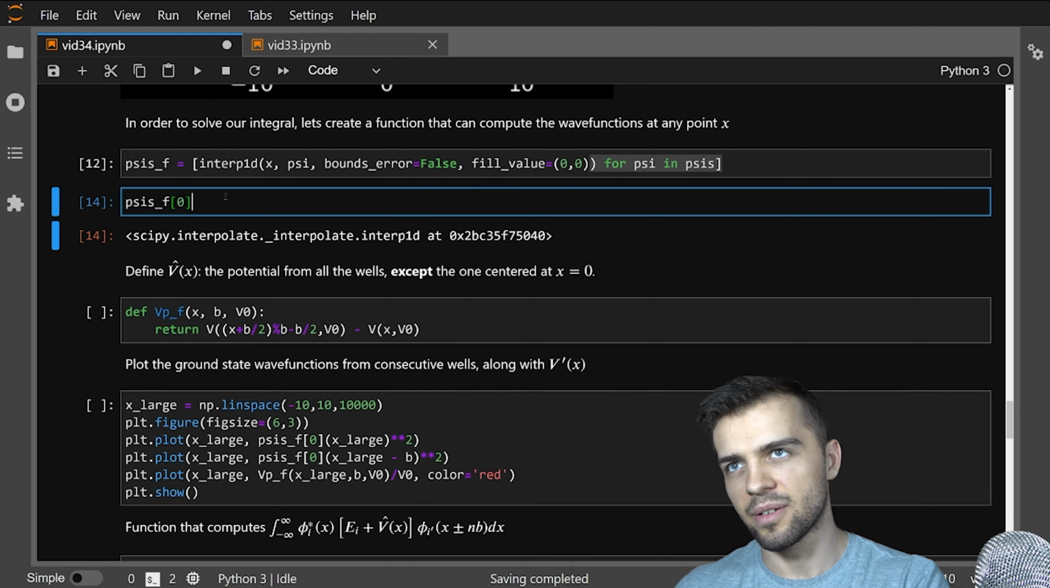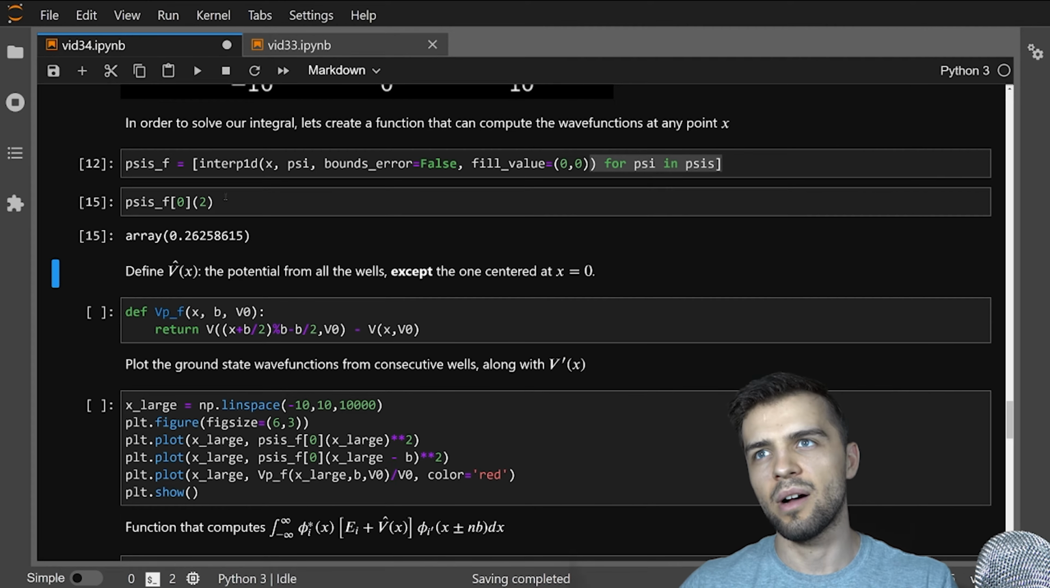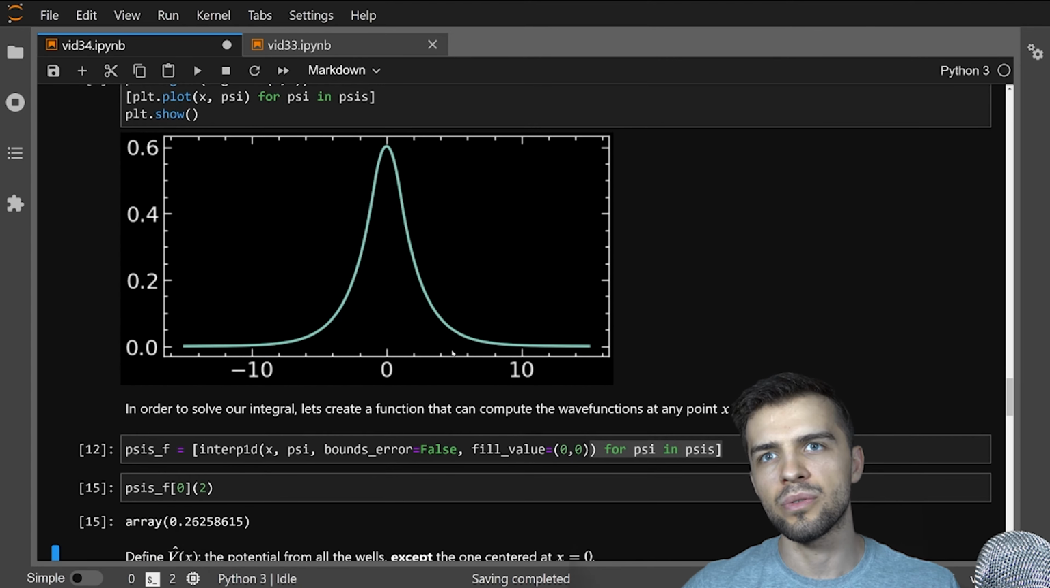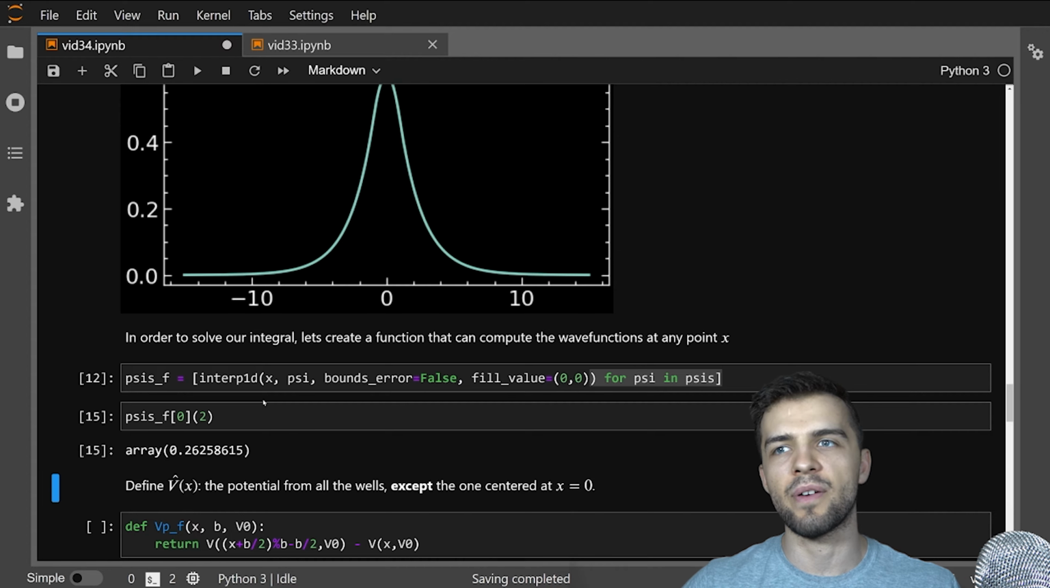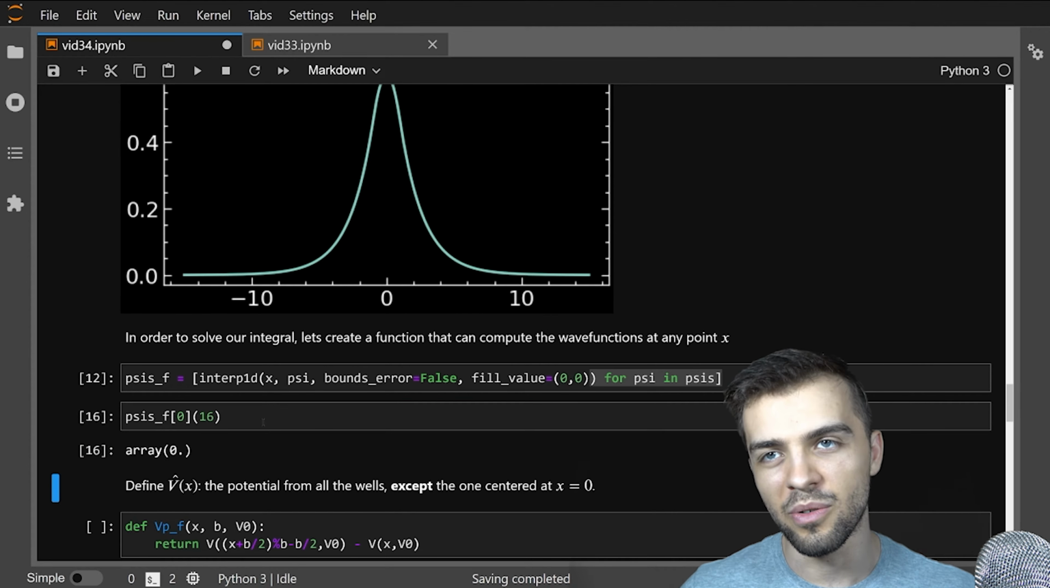And I can plug in a value here, or my ground state wave function, and I can plug in, say, what is it equal to outside the well here? At 2, right? So 0, 1, 2, and it will give me this value here. And if I'm outside, if I give it a value of 16, it should return 0, which is what I've set it to do automatically.